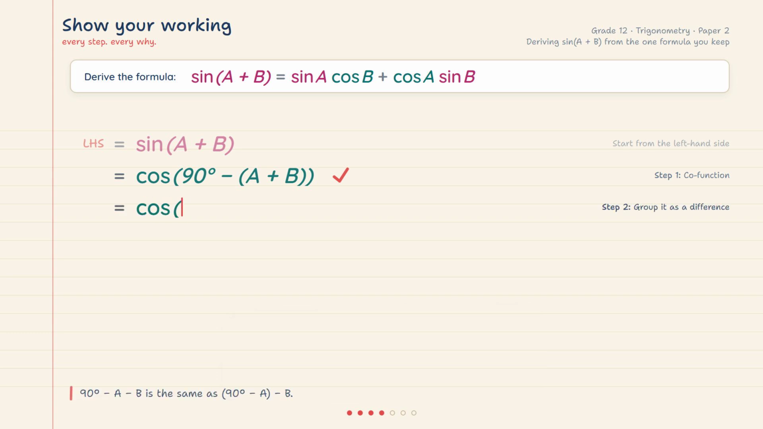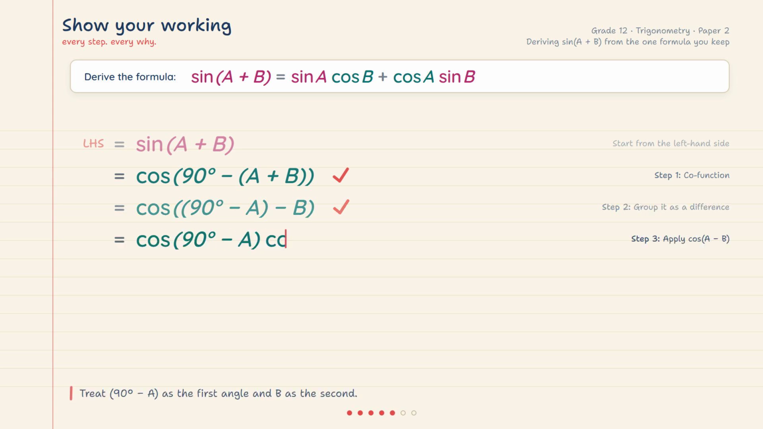Open the bracket. 90 degrees minus A minus B. Now group it a different way. 90 degrees minus A, all of that, minus B. Nothing moved. We only put a bracket in. And look at it now. It is a cosine of a difference. It fits the formula you kept.